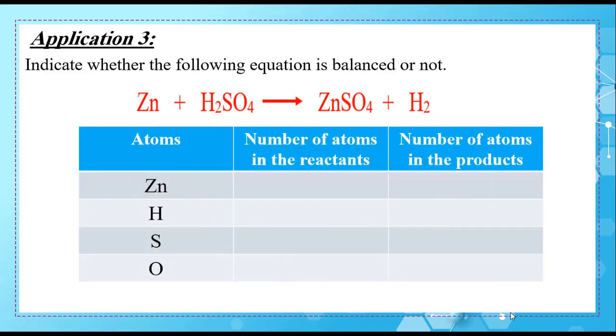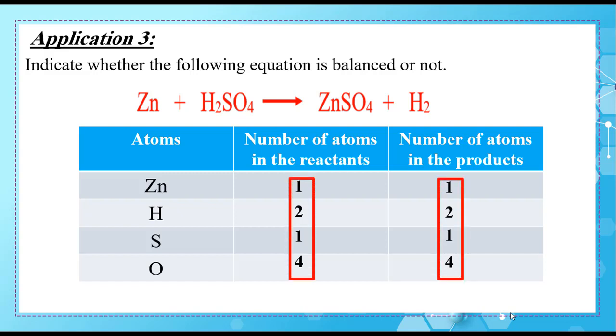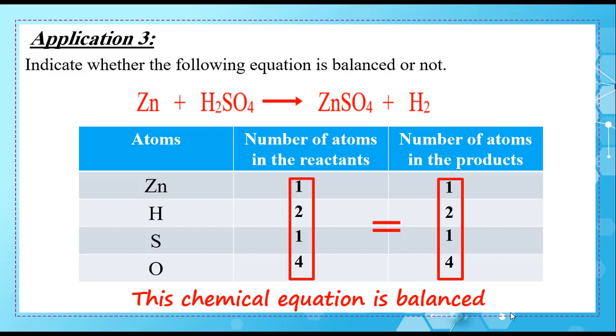By counting the number of each type of atoms in this equation, we obtain 1 zinc atom in the reactant and the product, 2 hydrogen atoms in the reactant and the product, 1 sulfur atom in the reactant and the product, and 4 oxygen atoms in the reactant and the product. By comparing the two sides, we obtain that we have the same number of each type of atoms on both sides of the equation, which means that this chemical equation is balanced.